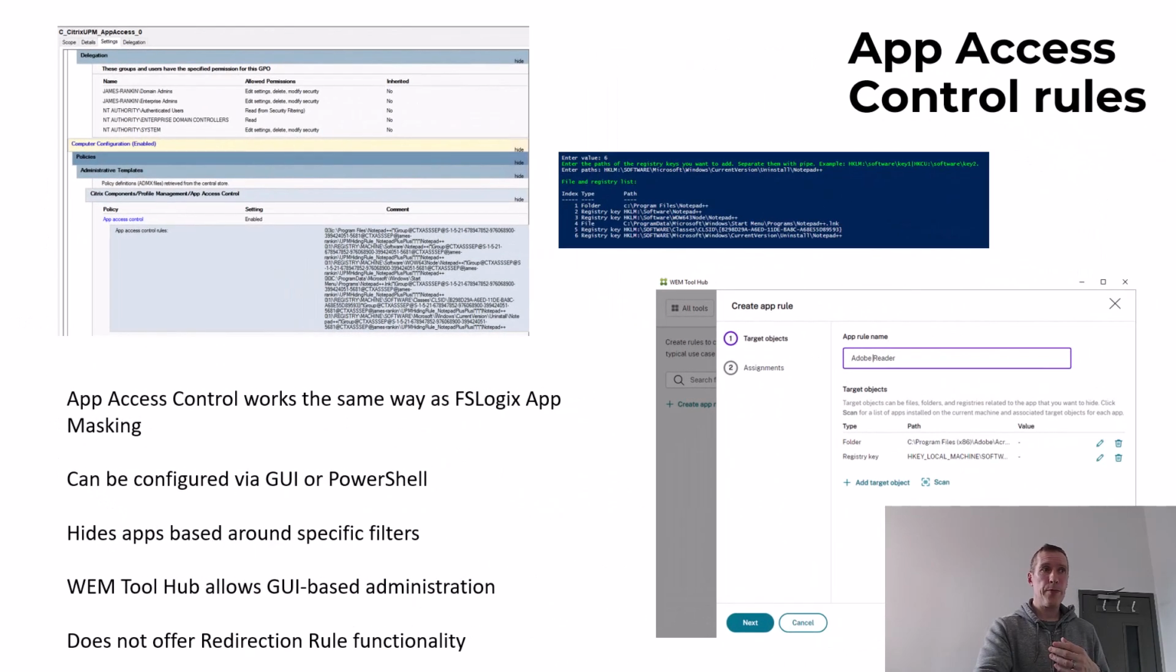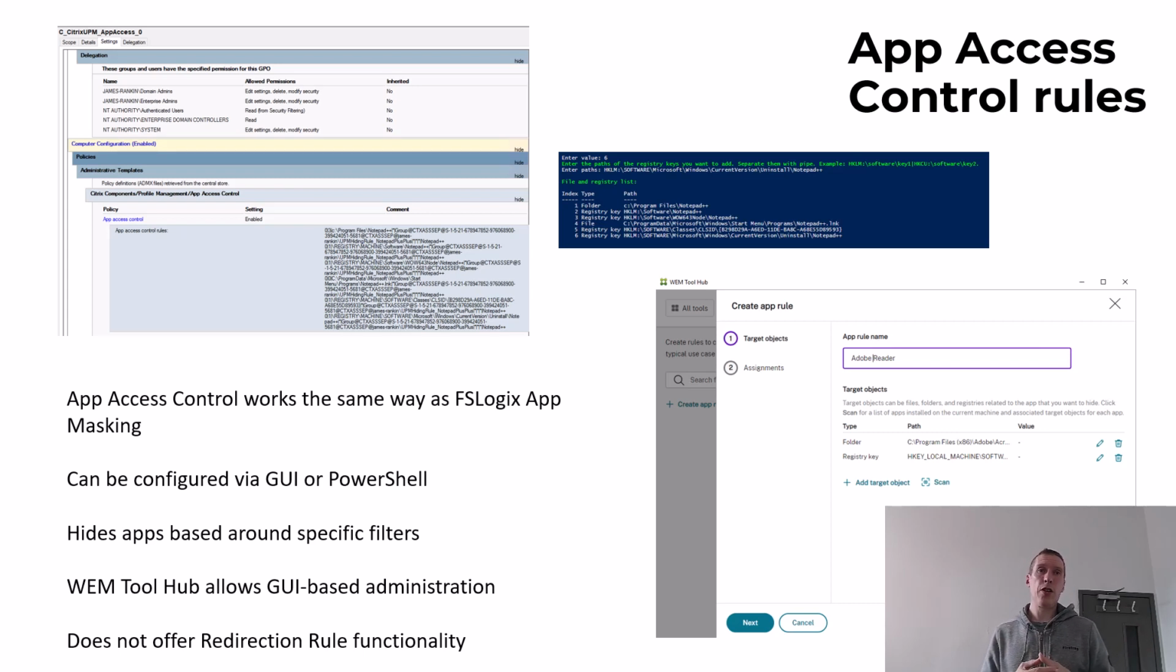Now, FSLogix, as well as doing profile containers, does a thing called app masking, which is another really great feature. It lets you hide or reveal apps based on certain group memberships, process names, OU names, all sorts of filters. We now have a thing in UPM called App Access Control Rules that does exactly that. It works the same way. You've got a web hub tool, a GUI that you can use to scan apps and add the registry keys in, and then simply apply them to groups or whatever you want to apply them to. And when a user logs in, they can either see apps or not see apps based around those rules.